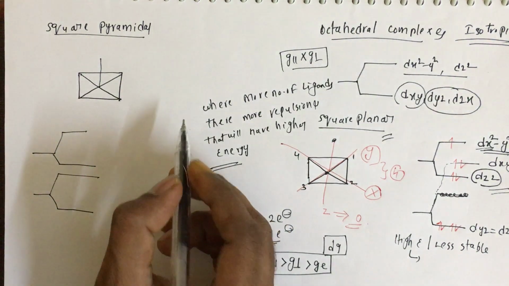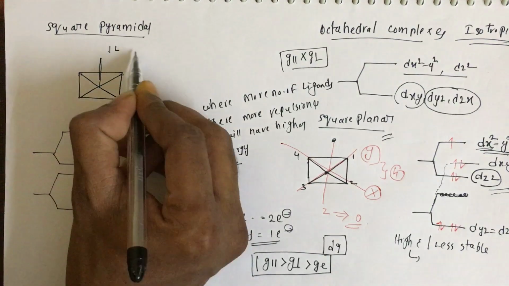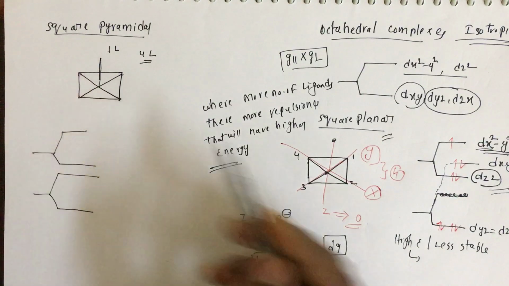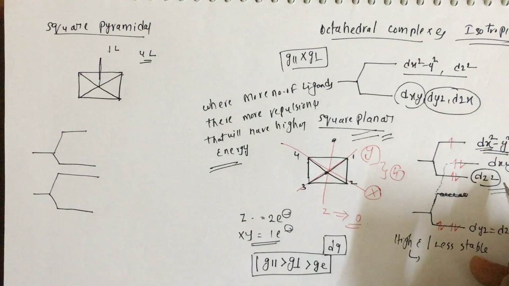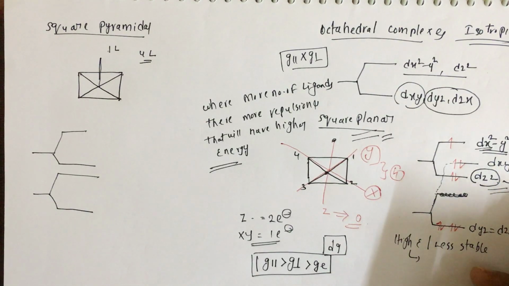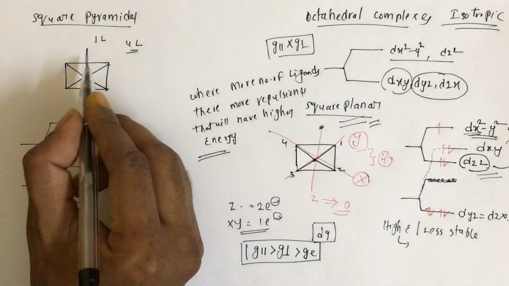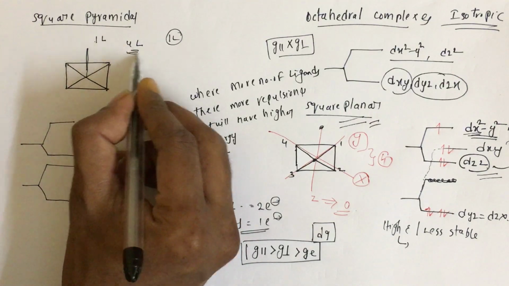Now here, along the z-axis 1 ligand is there, along the xy axis 4 ligands are there. So it is also square pyramidal, similar to square planar. The only thing is that dz square will go up and dxy comes down, because along the z-axis we have only 1 ligand, but along the xy axis we have 4 ligands.